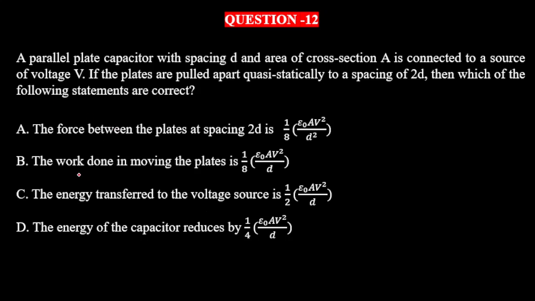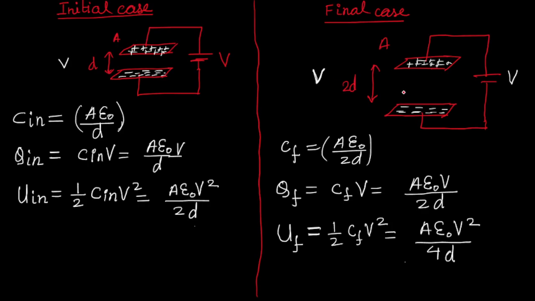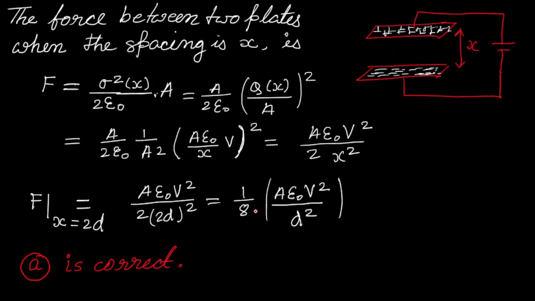Then take a look at the second option, option B. What has been asked here: the work done in moving the plate is 1 by 8 A epsilon V square by D. So now we have to calculate how much work is required to increase the separation between the plates from D to 2D. How can we calculate this? We already know the force at any moment when the space between the two plates is x: A epsilon naught V square by 2x square. If we multiply with dx, that means if we want to increase the spacing by another amount dx, the required work done will be this force into displacement. Then if we integrate from D to 2D, that will give the required work done.